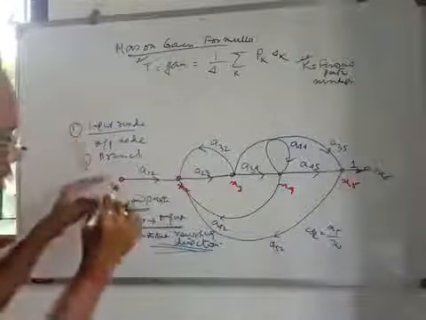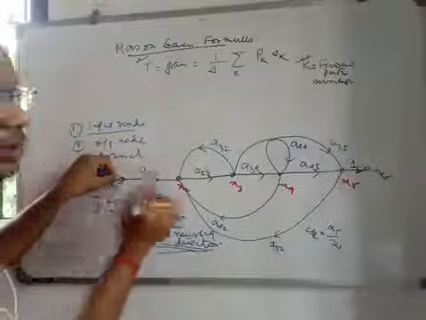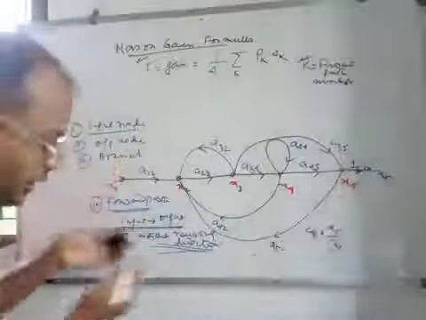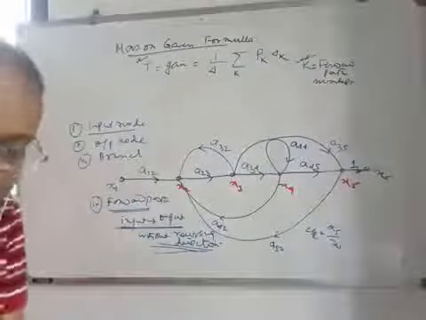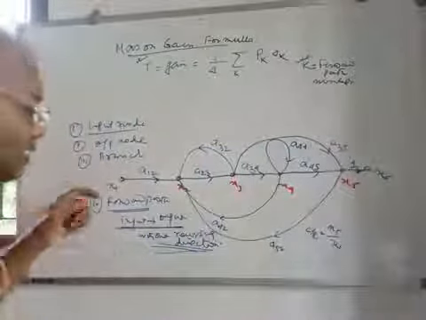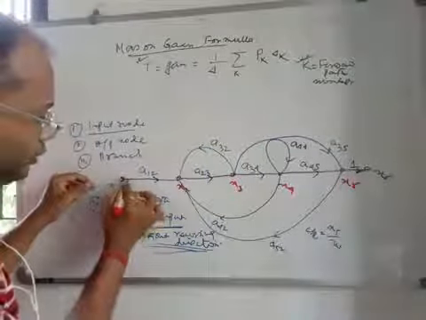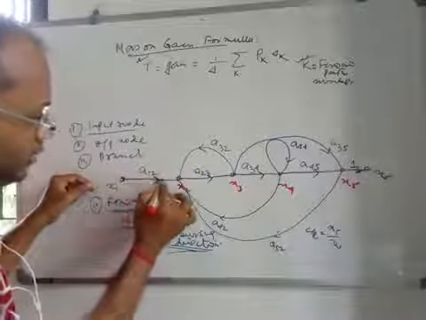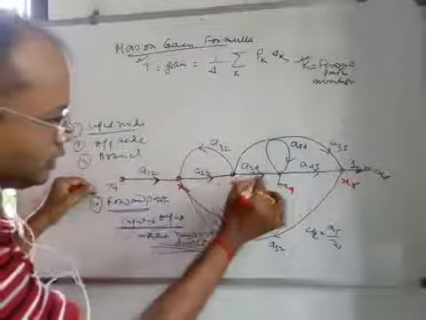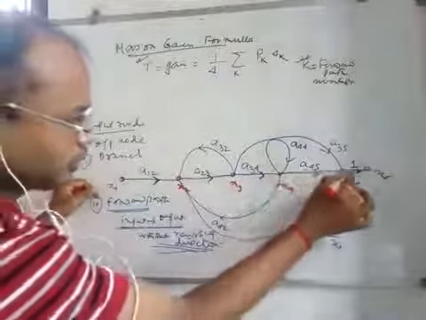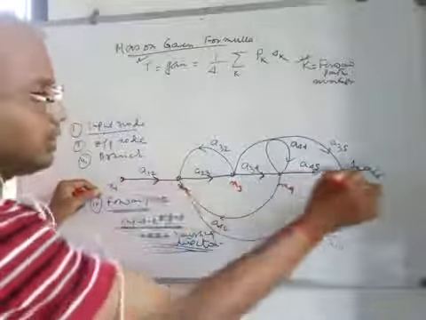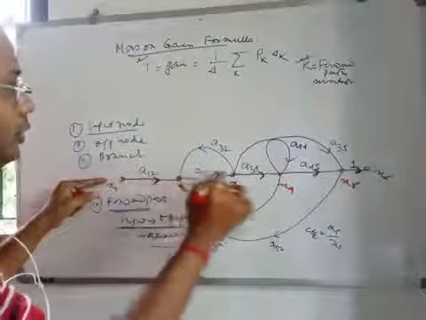So first of all, you have to find out which is the input node. This is your input node, this is your output node. Now you have to identify the forward path. How? See, the signal is going through this path, arrow. Consider this arrow, this arrow, this arrow, this arrow. So this is a forward path, this is a forward path, right?